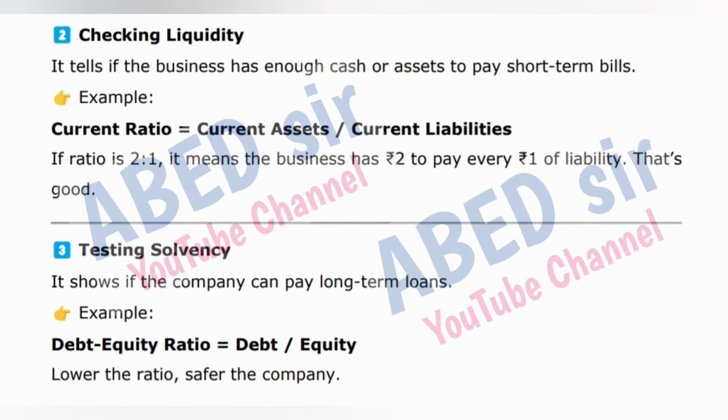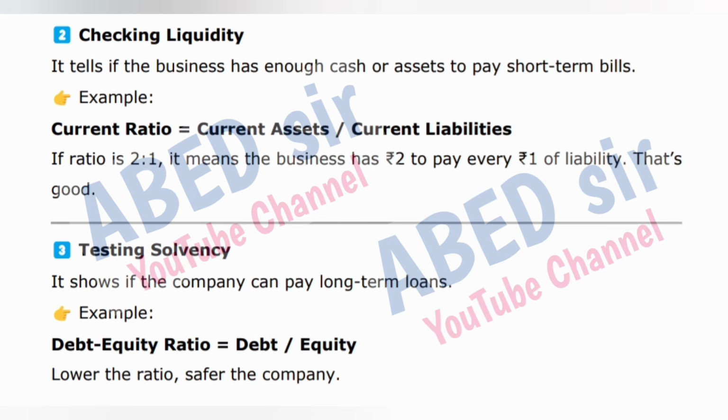2. Checking liquidity. It tells if the business has enough cash or assets to pay short-term bills. Example. Current ratio is equal to current assets divided by current liabilities. If the ratio is 2 to 1, it means the business has 2 rupees to pay every 1 rupee of liability. That's good.